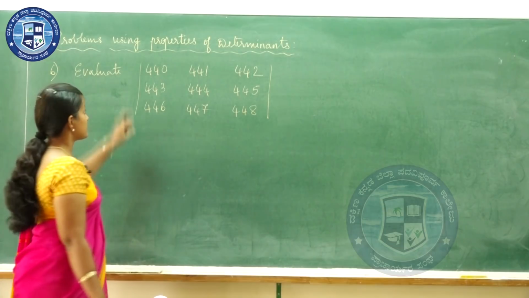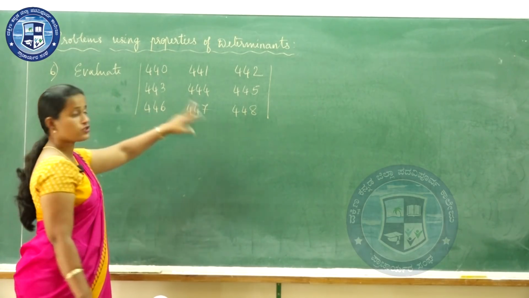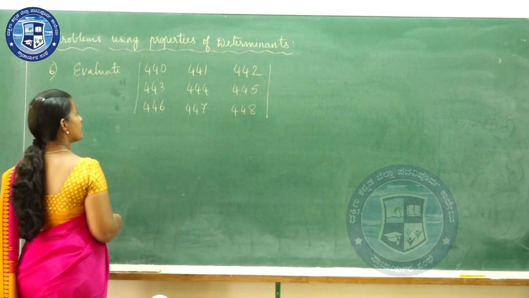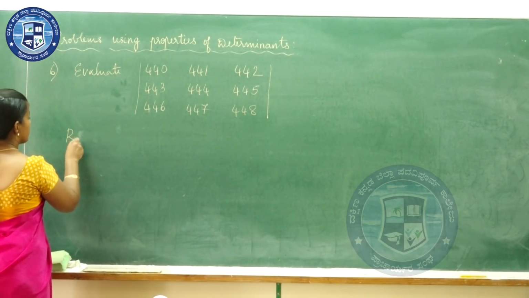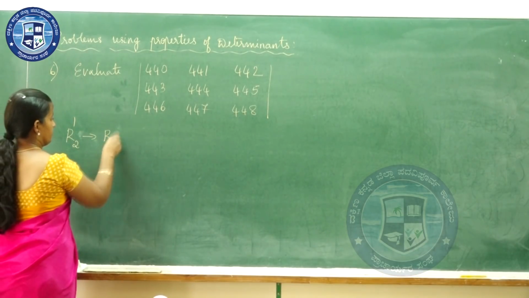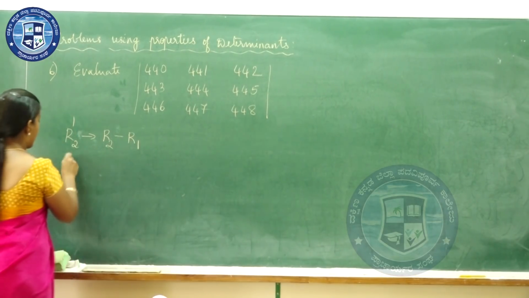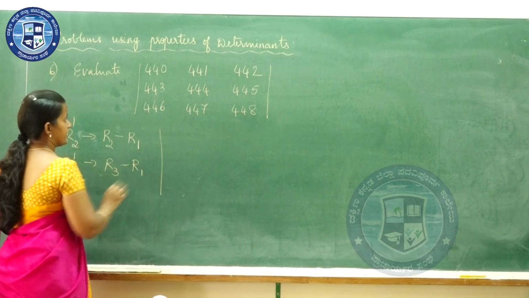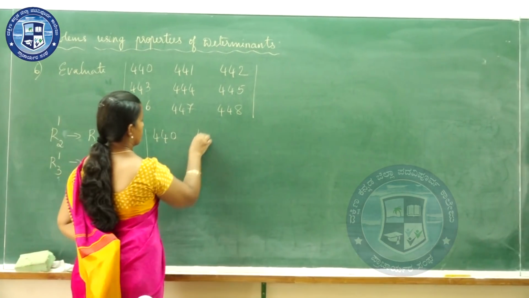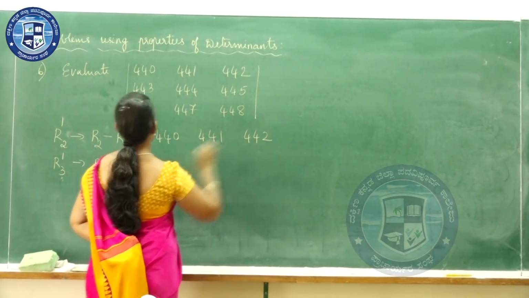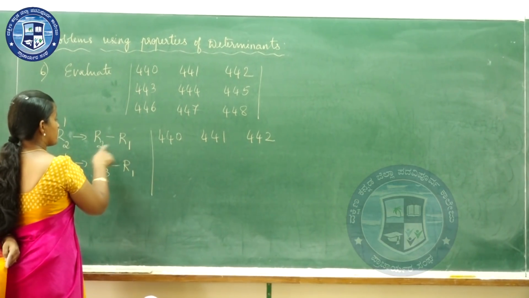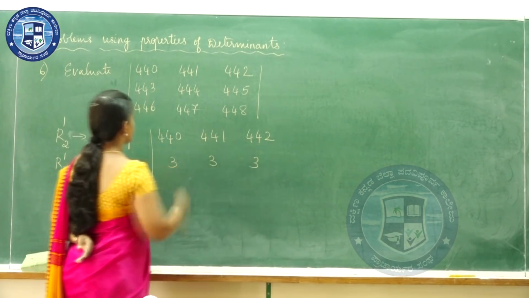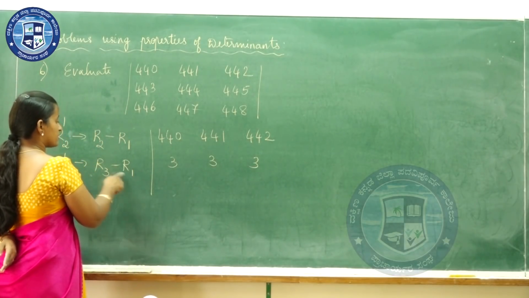If you observe, there is a common difference between the two rows, also between the columns. So it is left to you to choose the row operation or column. So now let me do row operations. I will replace the second row by R2 minus R1 and the third row with R3 minus R1. So what will I get? First row is as it is. Second row I have to replace with R2 minus R1. This minus this. So the difference is 3. So throughout it will be 3. Third row is R3 minus R1.